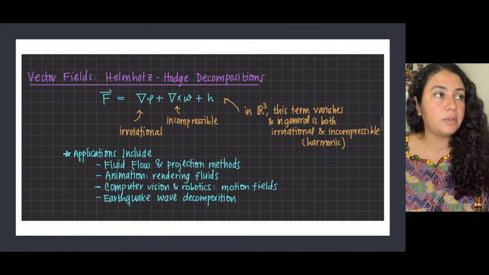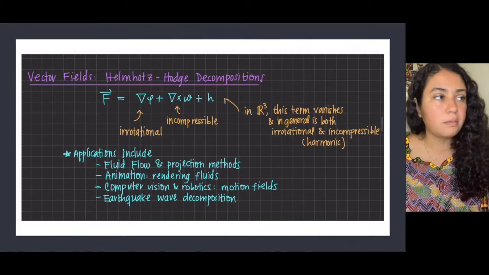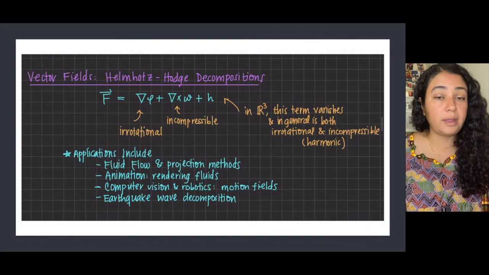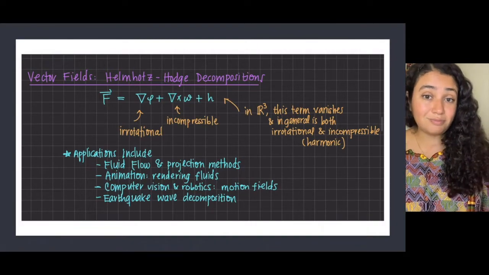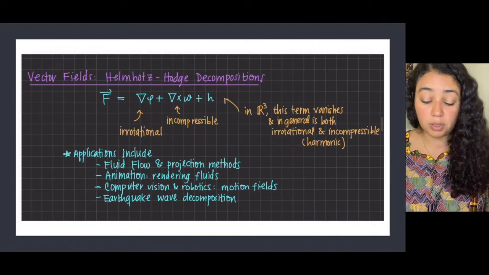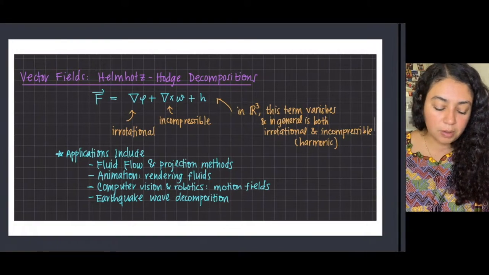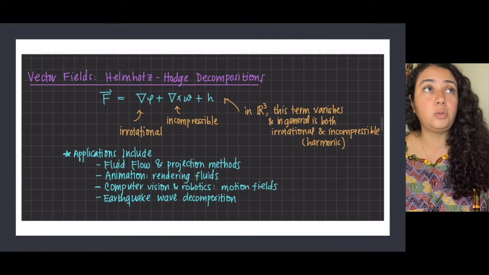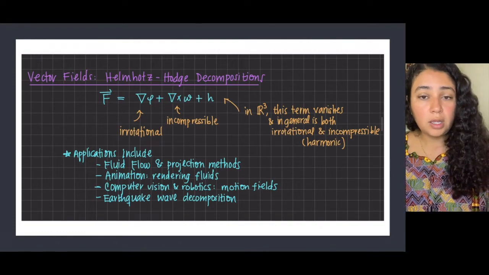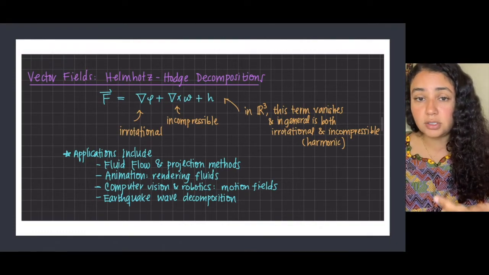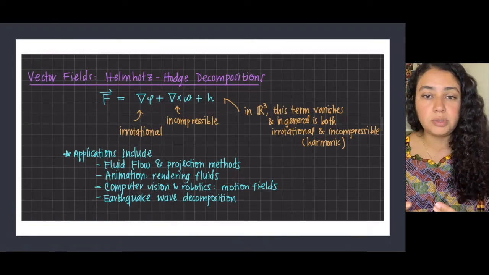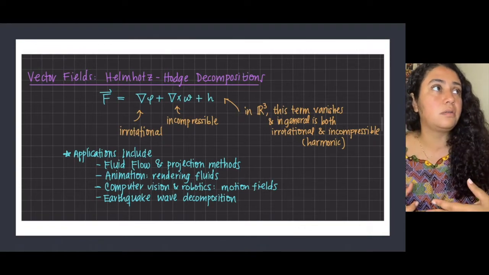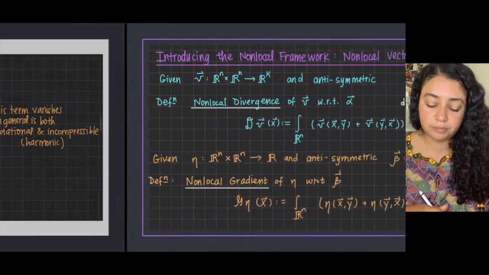This has many applications in fluid flows, in animation, in computer vision and robotics, and even in earthquake wave decomposition. So it's really just take something like a vector field and break it down into smaller parts. And how do you do that? That's been well studied using the classical definitions, and leads to a Helmholtz-Hodge decomposition, depending on which avenue you're taking to understand that. You might have a decomposition of differential forms, for example, or a more applied sort of decomposition in R3.